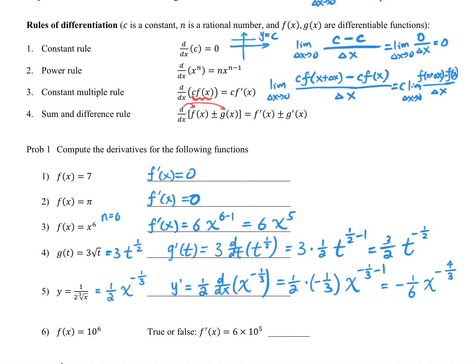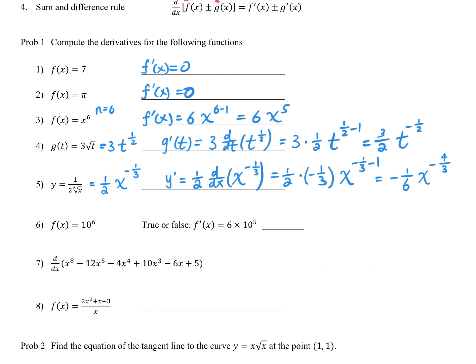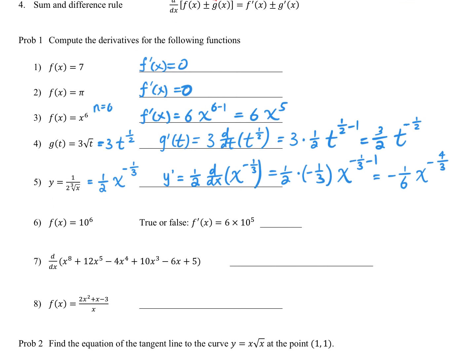Okay, so we have practiced the first 3 rules using these examples. Let's take a look at the next one. So here I have a question for you guys. Here the function f of x is 10 to the power 6. Because I see a power, therefore I'm going to use the power rule. So let me know whether you think this is true or false.